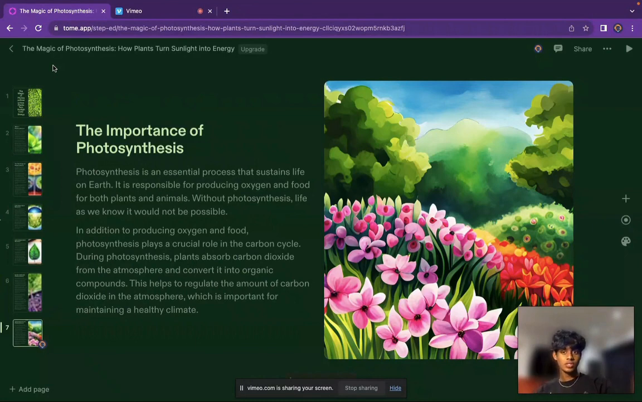Now, why is photosynthesis important? Well, it's an essential process that sustains life on Earth. It is responsible for producing oxygen and food for both plants and animals. Without photosynthesis, life as we know it would not be possible.